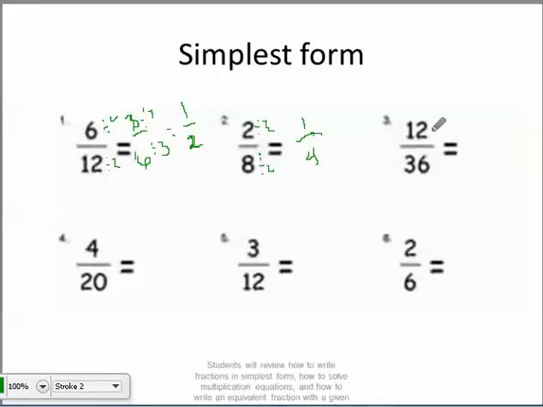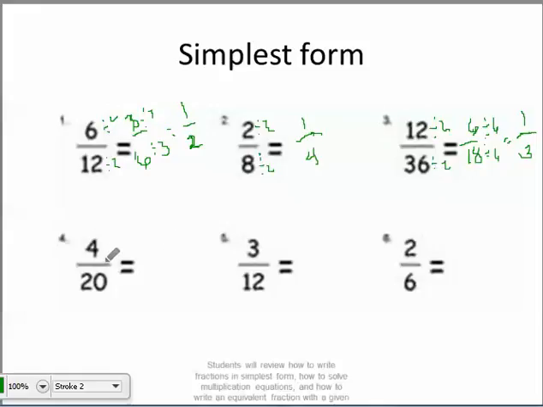12 divided by 36. I'm going to start off dividing by 2 because they're both even numbers. And I'm going to wind up with 6 over 18. Wait a second. I recognize that 6 times 3 is 18. So I can actually divide by 6, can't I? And I would wind up with 1 over 3. You might have recognized that 12 was a factor of both of them and divided them both by 12. Good for you. Okay? It just is a matter of what you recognize to begin with.